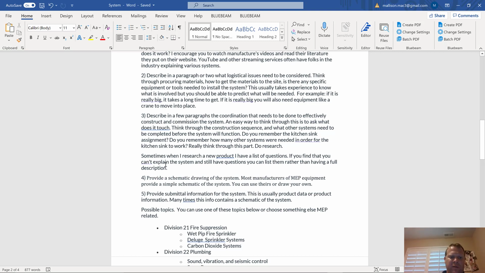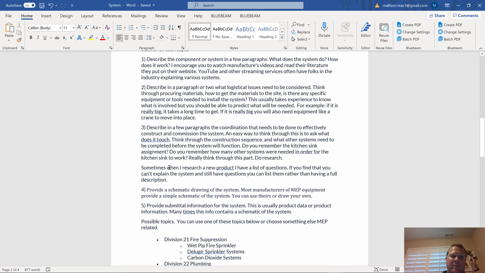So 1, 2, and 3 should be written about each of the systems or each of the components within a system. So I need to do a cooling tower, and I need to do the chiller, and I need to answer these questions about both of those systems. If they're very related, I'm smart enough as you write this, if you say both of the components work together, you could write about them all together in number one, as long as you were writing about how both of them work in number one.